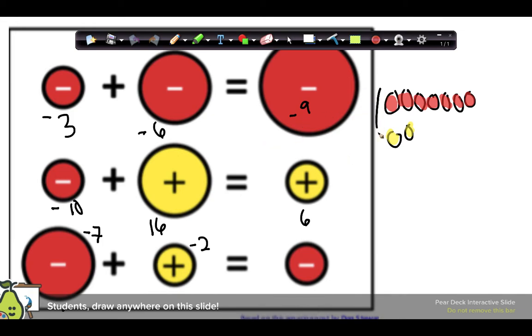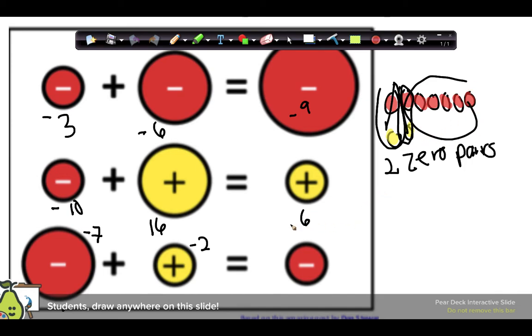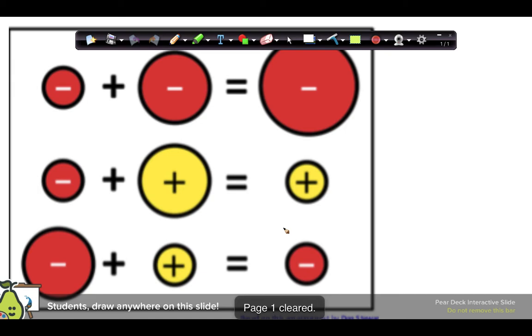Then here is a 0 pair. Here is a 0 pair, so I have 2 0 pairs. So what I have left over is 5 negatives. So the answer is negative 5. So go ahead and mark that up and then skip up to slides 6, 7, and 8. And that's what we'll finish off today with slides 6, 7, and 8.